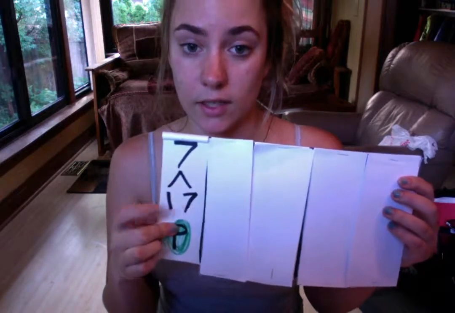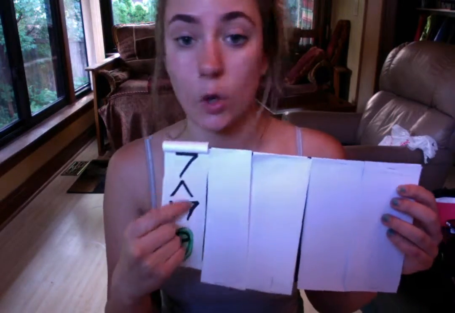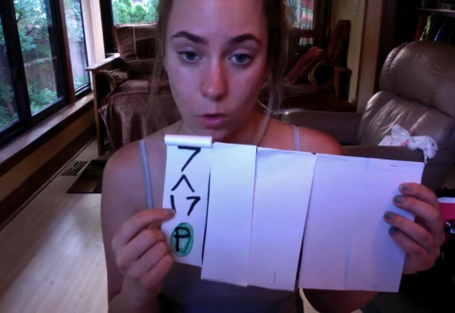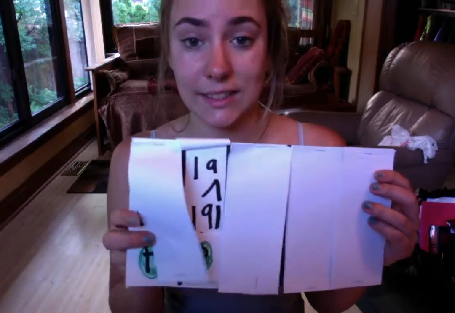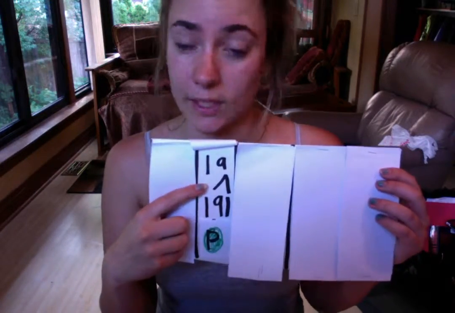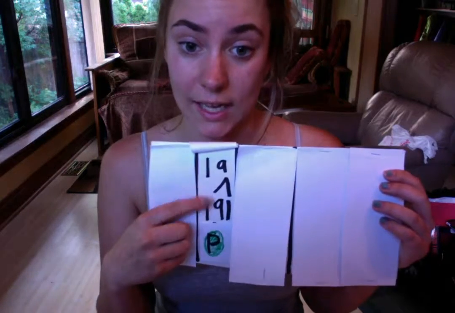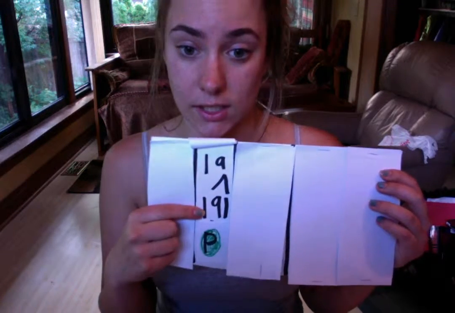7 times 1 equals 7. This is the only way to break down the number 7 in whole numbers. This means that this is a prime number. 19. 19 also cannot be broken down any way besides 1 times itself, which is 19, meaning this is a prime number.